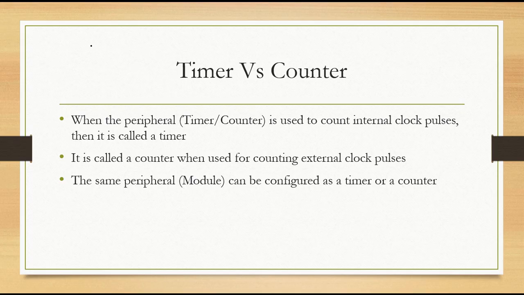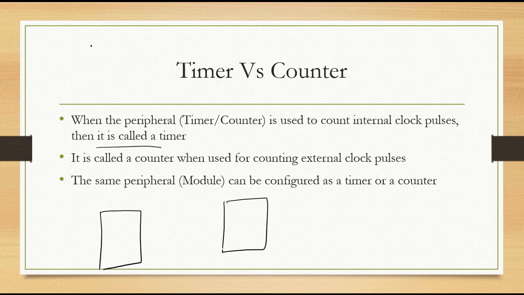Now let's understand the difference between timer and counter. The same module, the same peripheral can be used as a timer or as a counter. When the peripheral is used to count internal clock pulses, then it is called a timer. So in the case of timer, the clock is coming from the microcontroller itself, and it is used to count the internal clock pulses. It is called a counter when used for counting external clock pulses. So when clock pulses are coming from an external device or external source, then it is called a counter, or it has to be configured as a counter. The same peripheral module can be configured as a timer or counter.